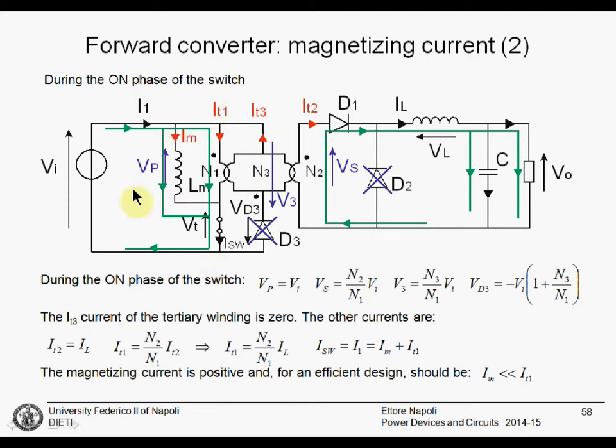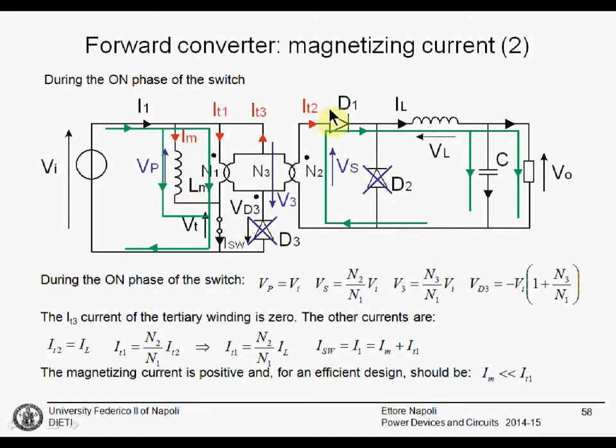What we understand from this discussion is that the magnetizing current here is of no interest for us. The energy transfer from this side to this side is just given by IT1 that causes a current flow in IT2. Im, the magnetizing current, is just a parasitic effect. This was not the case for the flyback converter.